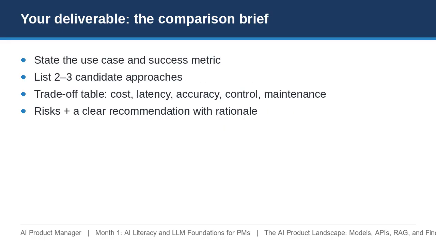Your deliverable is a one-page comparison brief. For a specific use case, state the problem and how you'll measure success, lay out 2 or 3 candidate approaches, and build a trade-off table covering cost, latency, accuracy, data control, and maintenance. Then list risks and give a clear recommendation with rationale. This is the artifact that aligns engineering and leadership behind your decision.